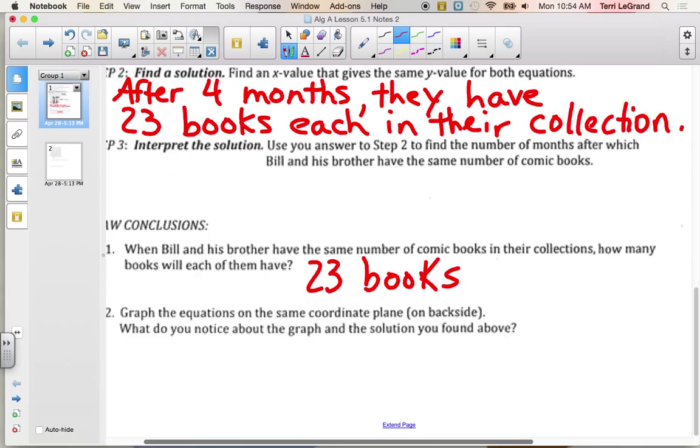And now it says we're going to graph the equations on the same coordinate plane and see what we notice about the graph and this solution. Does anybody have any predictions? What should happen on the graph? Any ideas? Okay, then let's just go see what happens.